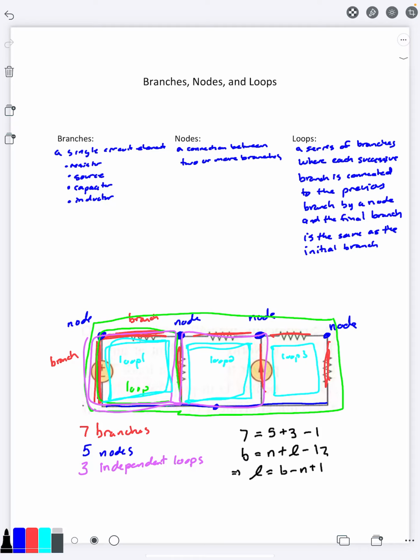And this has a name here. This is called the fundamental theorem of network topology. Fundamental theorem of network topology. So topology, not technology.